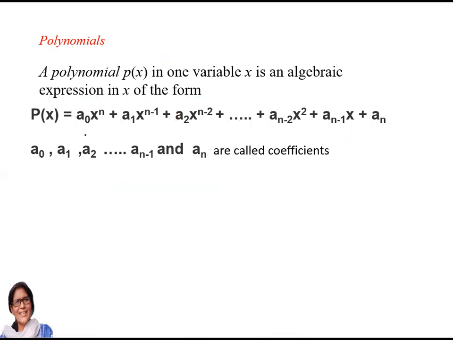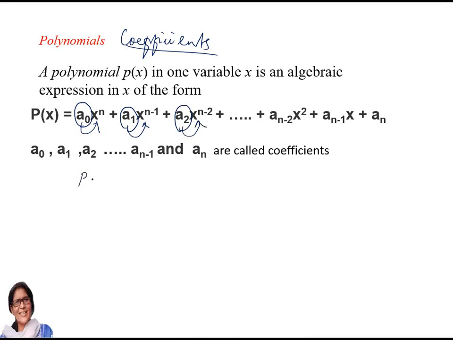Next is coefficients. Let me write the heading: coefficients of a polynomial. a0 is the coefficient of x to the power n. a1 is the coefficient of x to the power n minus 1. a2 is the coefficient of x to the power n minus 2, and so on.